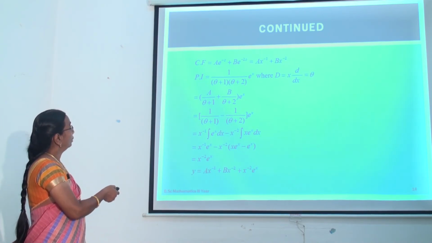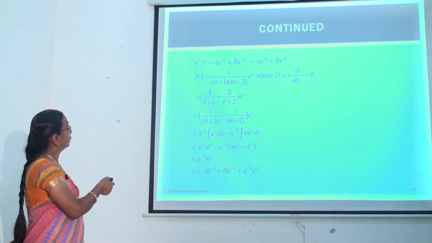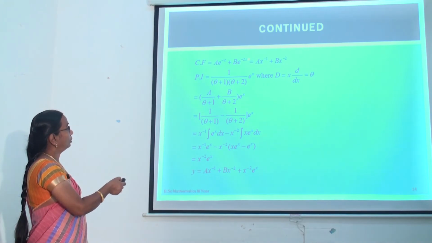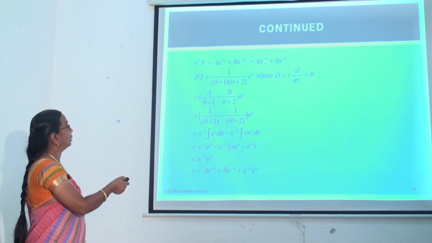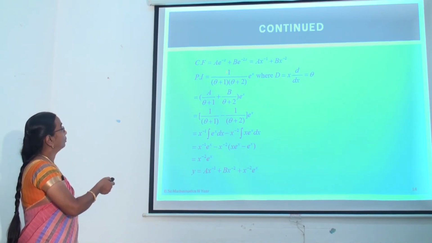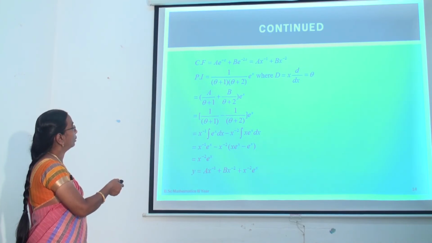What is CF? If both values are distinct, we can write CF as a into e power minus z plus b into e power minus 2z. Now once again we can convert e power z into x. That must be x power minus 1, and the second term x power minus 2. Clear? Okay. And coming to the particular integral, this can be taken as 1 by theta plus 1 into theta plus 2.